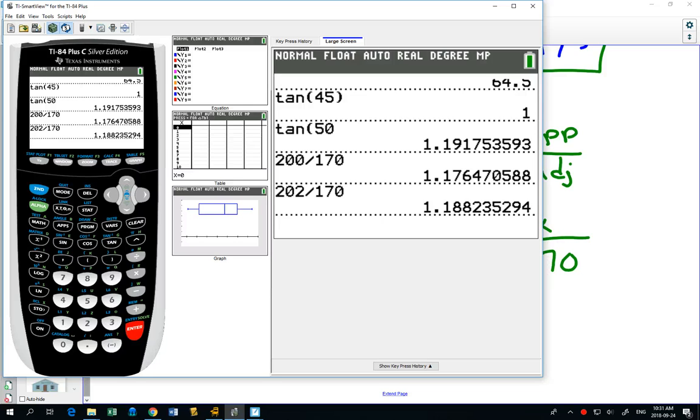Regan. 202.6. Divided by 170. Ooh, look at all the decimal places he has right. Just off by that value at the end.